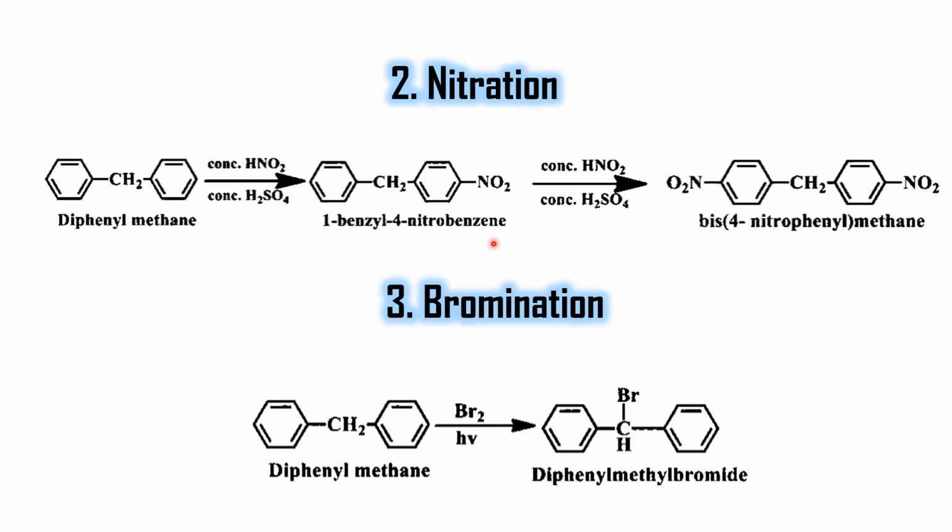But in case of bromination, it has been observed that bromination takes place at the central methylene group and not at the ring. And because it is in the presence of light, it is supposed to be a free radical reaction, and the central carbon is more prone to form a radical, and it will accept bromine to form diphenylmethyl bromide.